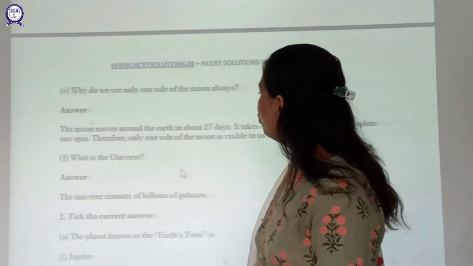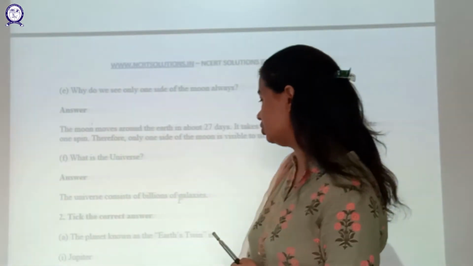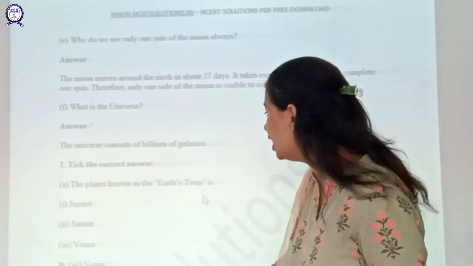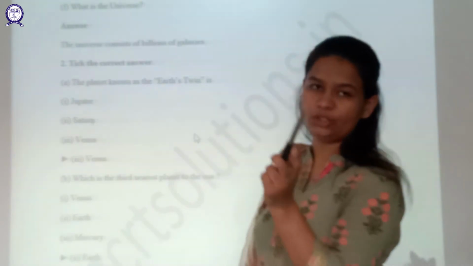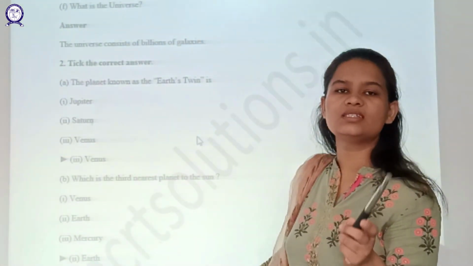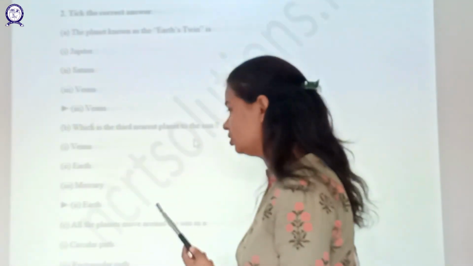Then our next question is, why do we see only one side of the moon always? I already explained this to you in detail in the chapter. In the universe topic I also explained that billions of galaxies come together and frame the universe. Then the next one: the planet known as Earth's twin, I told you, is Venus. Why? Because it is exactly the same in size and features as compared to Earth.